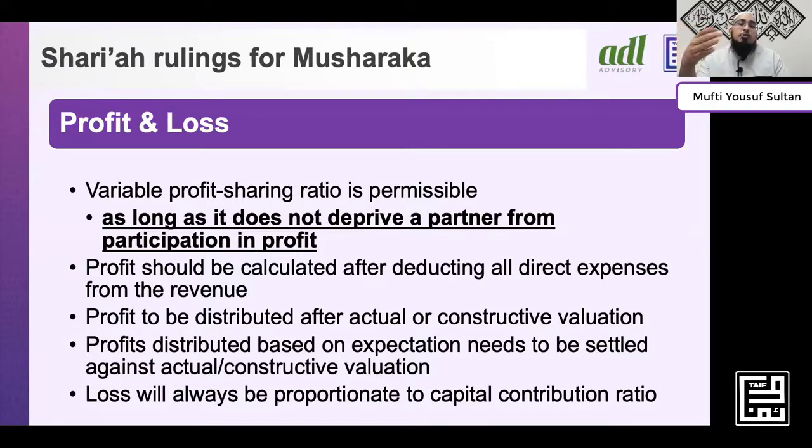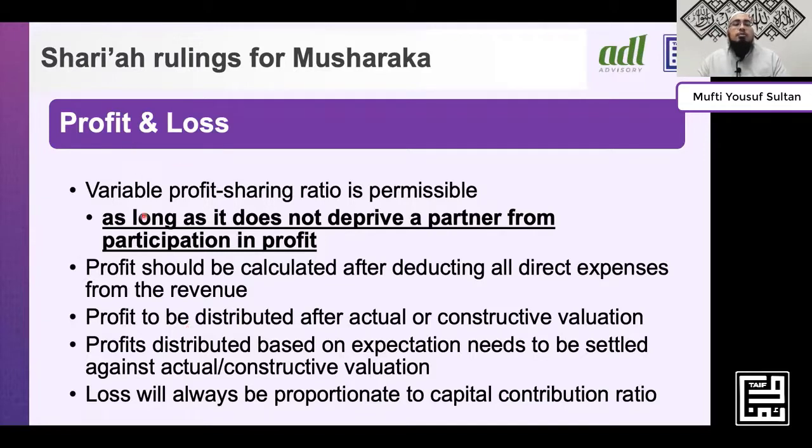Just like ROI, return on investment, is expressed, we cannot say that as well. Because whenever we say X percentage of the capital in a partnership contract, it immediately makes it riba, because it's a fixed amount guaranteed. So that makes it riba, that makes it like a loan. So those are the things we cannot do.